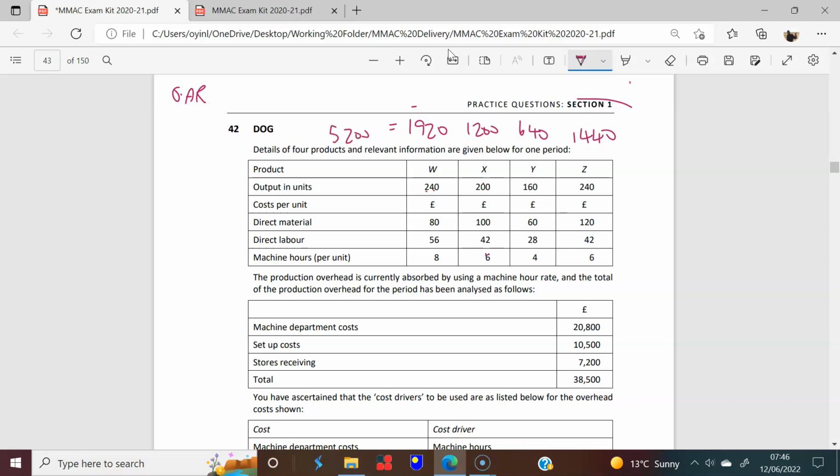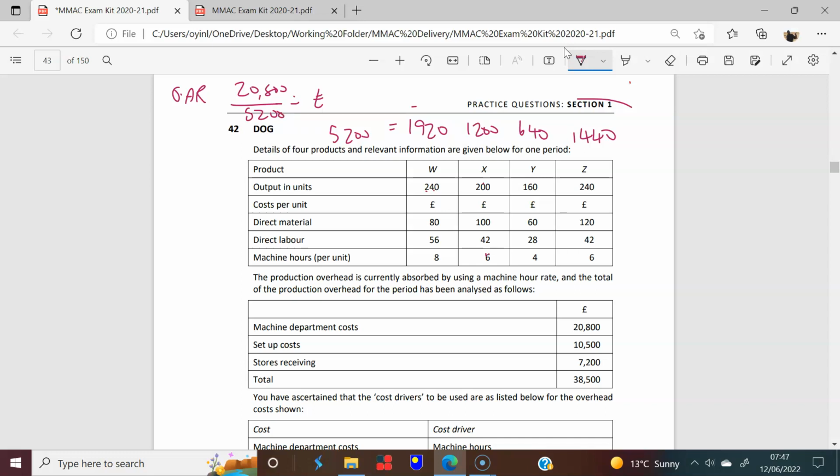So the overhead absorption rate is 20,800 divided by 5,200.